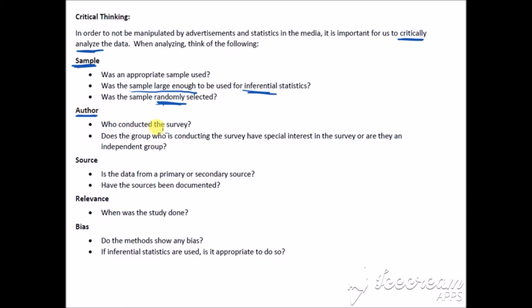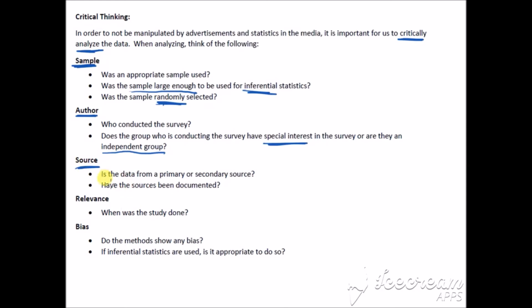Okay, author, who conducted the survey? Does the group who is conducting the survey have special interest in the survey, or are they an independent group? Okay, so if you want to know something about a drug, like a prescription drug, you may not want to ask the pharmaceutical company because obviously it's a huge industry and they want to make sales, right? So it could be skewed. So a lot of times what happens is independent groups or independent companies go in to survey so that they don't have a stake in it.